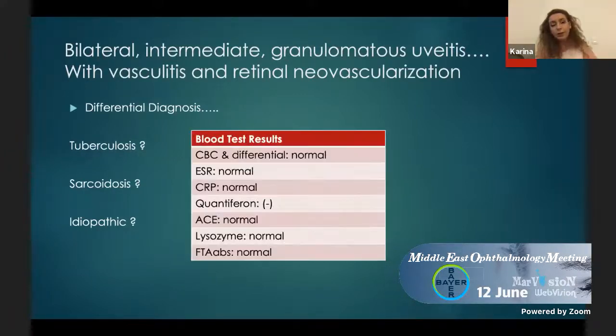So I asked for some blood tests, and everything was normal. Even the acute inflammatory markers were normal. Quantiferon was negative, so I ruled out tuberculosis with this, and ACE and lysozyme were normal.